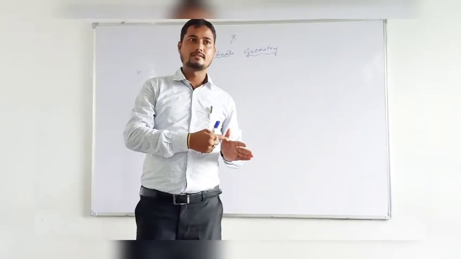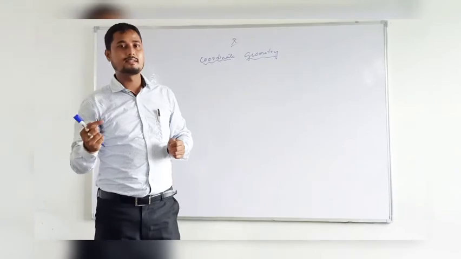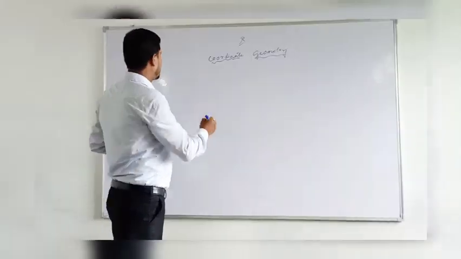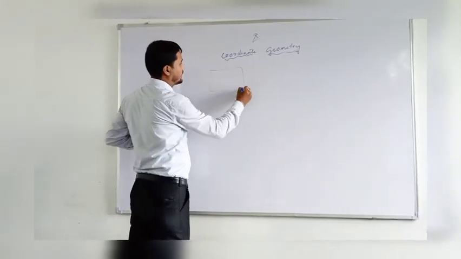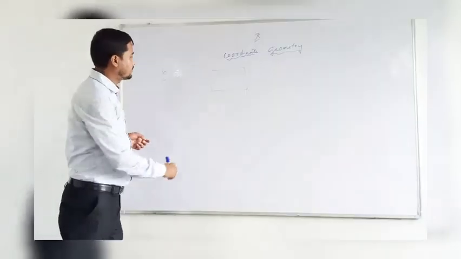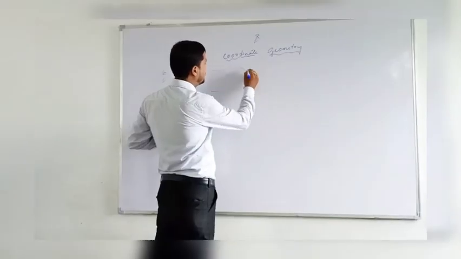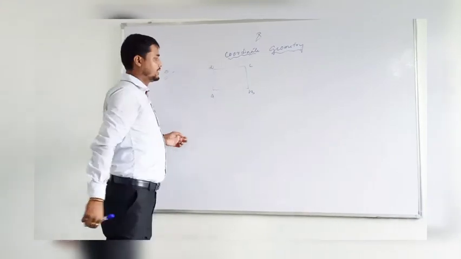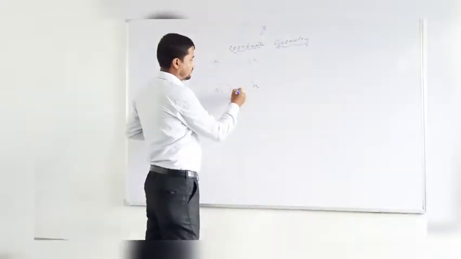Number 5 is rectangle, number 6 is kite. Now questions are given whether it is a quadrilateral or not. Suppose A, B, C and D, you get 4 points.